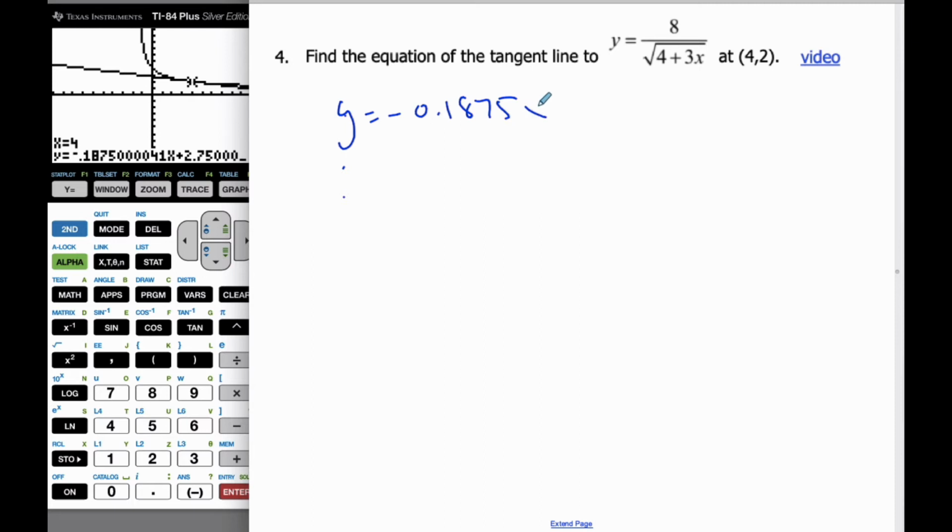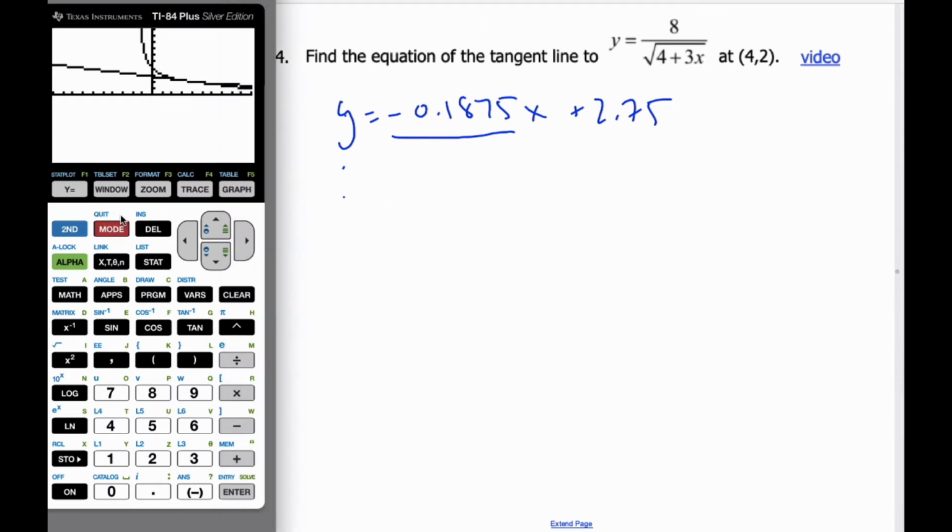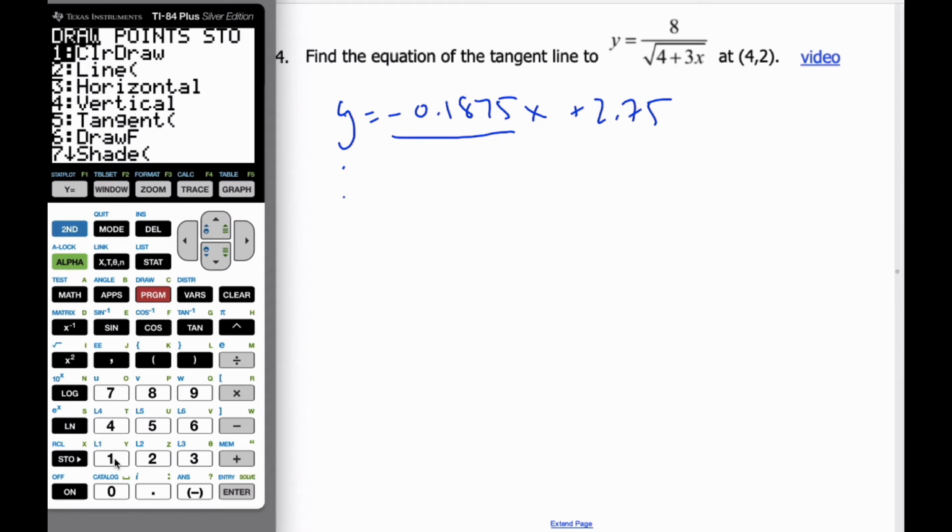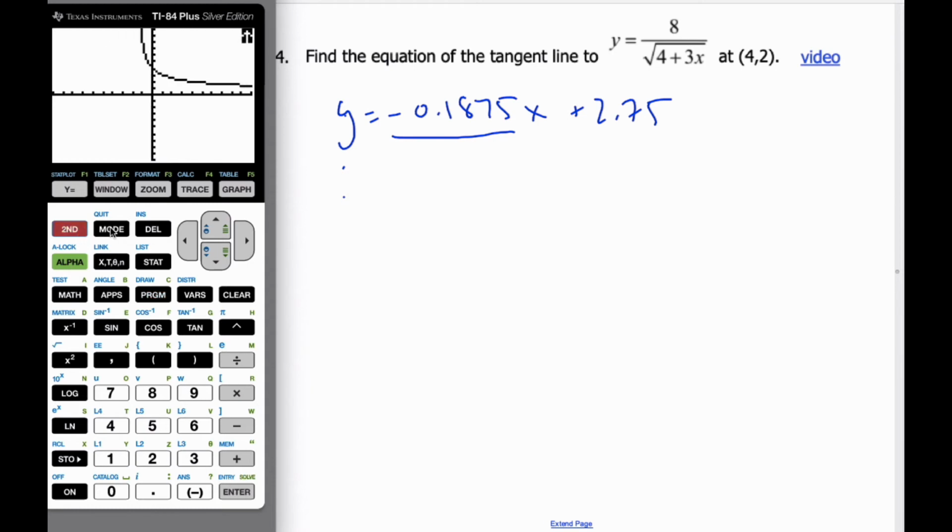0.1875x plus 2.75. And it always says to give the exact value or correct to 3 significant figures. And this is the exact value, so I don't have to round it. I can leave it as such. However, if I clear that graph to get rid of the drawing, just to reiterate, I go to draw again, I go number 1, clear the drawing, and it'll be gone.